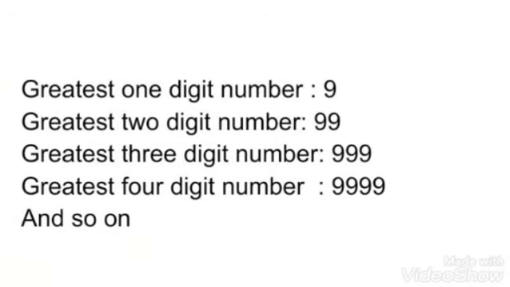Okay, here the greatest 1 digit number is 9, the greatest 2 digit number is 99, the greatest 3 digit number is 999, the greatest 4 digit number is 9999, four 9s, and the greatest 5 digit number is five 9s. So the greatest number always starts with 9, and the remaining digits are also 9 only. Okay, for the smallest number you start with 1 and the remaining digits are 0. But for the greatest, all the digits will be 9 only. Okay, don't confuse it.